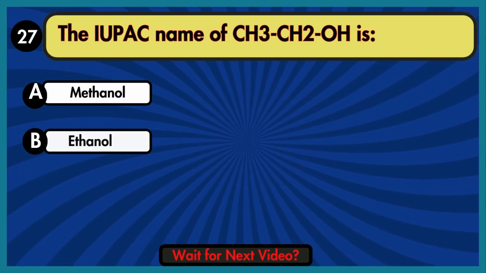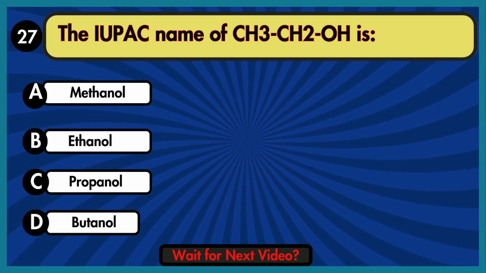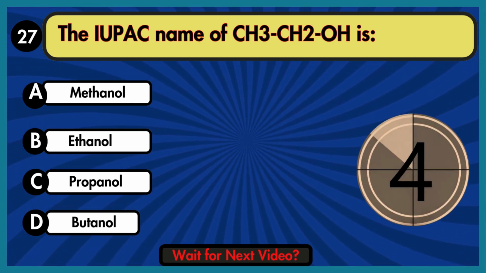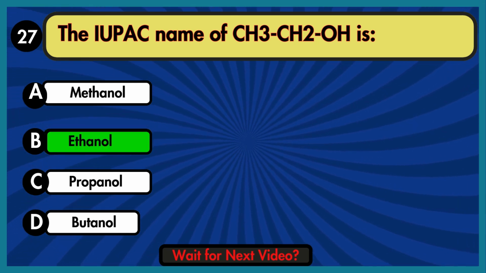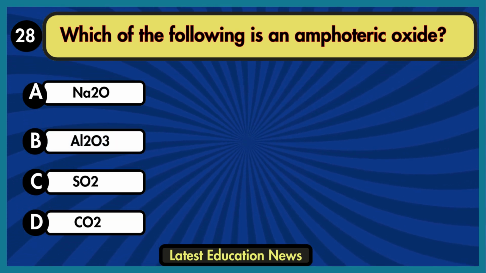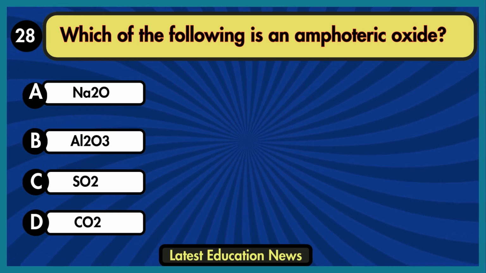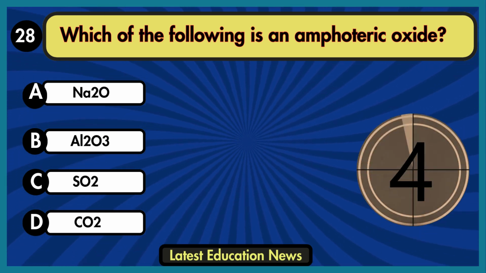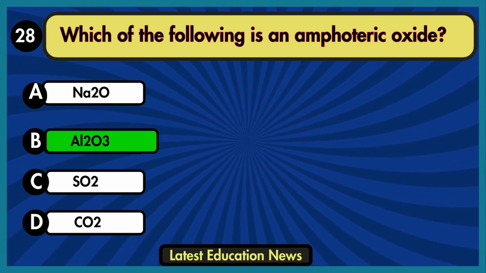The IUPAC name of CH3CH2OH is: A. methanol, B. ethanol, C. propanol, D. butanol. The correct answer is option B, ethanol. Which of the following is an amphoteric oxide? A. Na2O, B. Al2O3, C. SO2, D. CO2. The correct answer is option B, Al2O3.